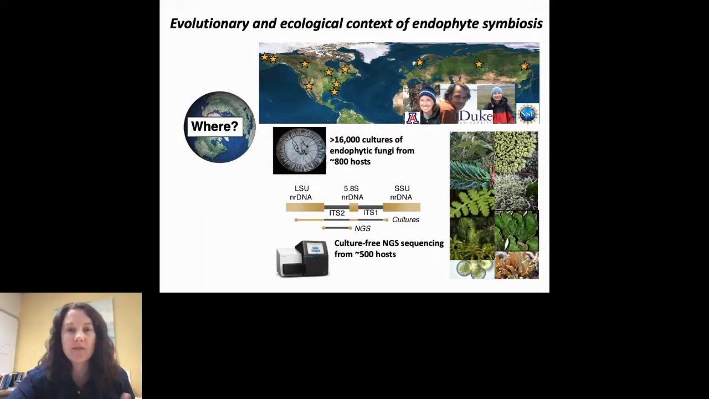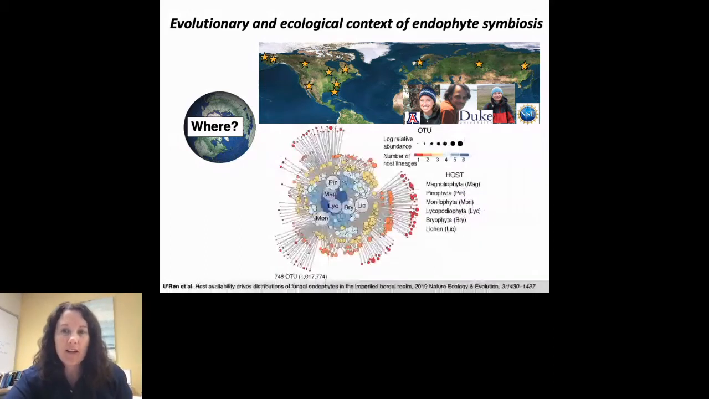From this work, we know that foliar endophyte communities as a whole are structured by their host lineage at both local to global scales. But the endophyte species themselves can display different levels of host specificity. The best way that I've found to look at this is in a network diagram, and here I'll walk you through this diagram.